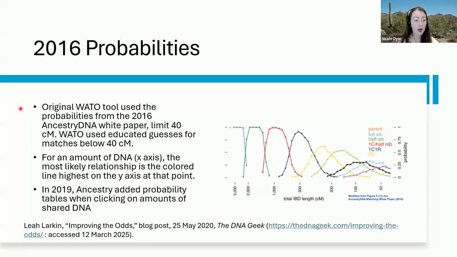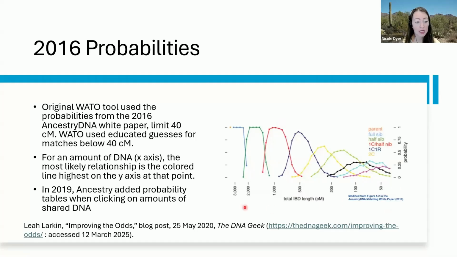She says that the original WATO tool used the probabilities from the 2016 AncestryDNA white paper. One main limitation from that white paper is that the probabilities in that paper and the graph only went down to 40 centimorgans. So Leah used educated guesses for matches below 40 centimorgans in the original probabilities. This is the graph, which Leah took from the AncestryDNA white paper and then turned on its side and modified a bit to illustrate.